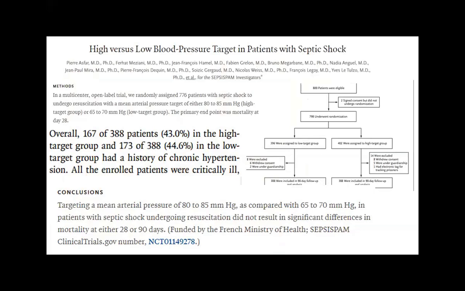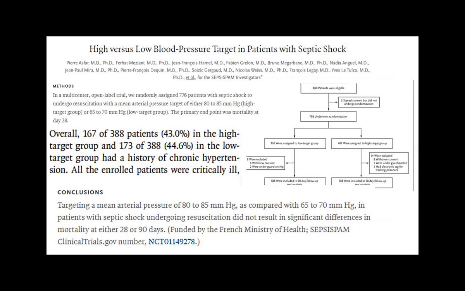So for a patient in septic shock, there is always a discussion whether we should keep the MAP higher in chronic hypertension or not. So according to the study, for a patient with chronic hypertension in septic shock, should we keep a high blood pressure? The answer is no, because the mortality is the same. Whether you keep the MAP between 80 to 85 or 65 to 70, it's the same mortality within 28 days, no different.